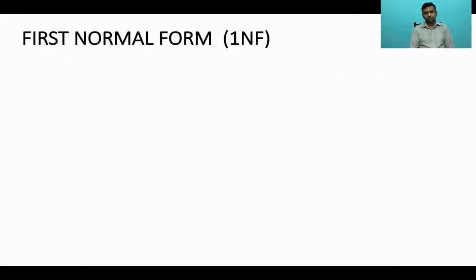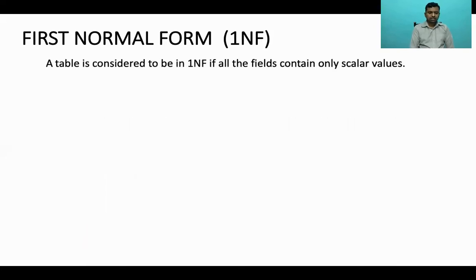First normal form. What is it we are going to see in this first normal form? A table is considered to be in first normal form if all fields have only scalar values. When I say scalar values, it means I'm not going to have more than one value in a field. Only one value is allowed. More than one value is not allowed. If it is there, then it is not in first normal form.